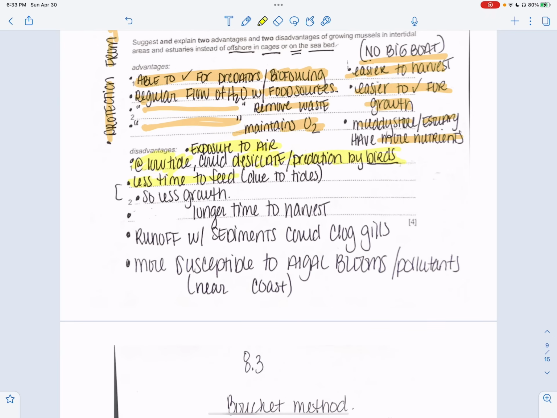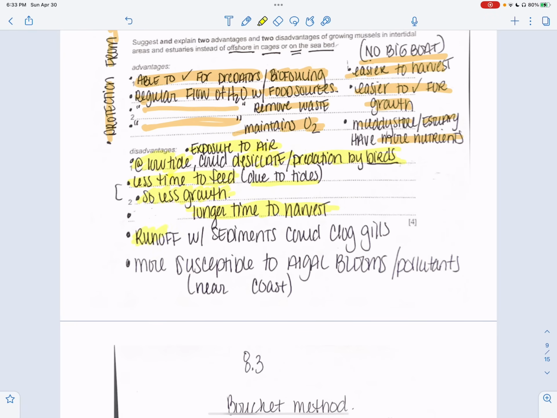There's less time to feed due to the tide changes, so due to tides. So therefore there would be less growth, and those go together. So suggest less time to feed, and then explain how that would matter or how that is a disadvantage. There would be less growth. Because there is less growth, we would have a longer time to harvest, a longer time to get them to sell.